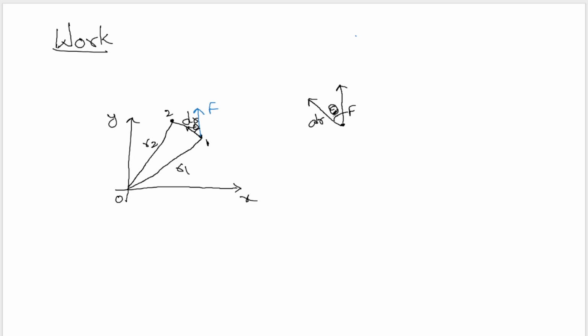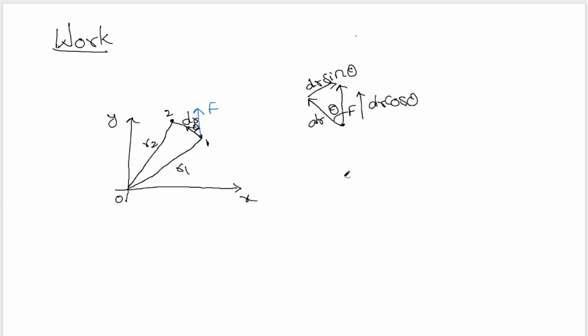Now let us resolve the displacement vector. We can say this is a displacement also. So its x-axis component is in this direction, that is dr cos theta, and its vertical component is dr sin theta.